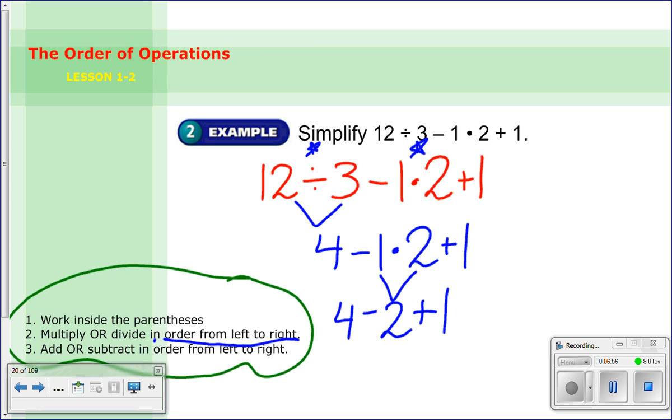So now I'm going to step 3, add or subtract in order from left to right. Well, there's subtraction and adding. So since there's both of them, you start and see what comes first. And 4 minus 2 comes before 2 plus 1, so we start there. 4 minus 2 is 2, and I rewrite the rest and get 2 plus 1. So that's the last thing to do. 2 plus 1 is 3. Our answer here for number 2 is 3.